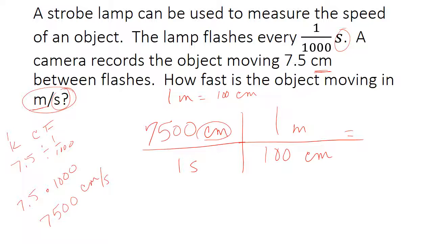So I'm going to multiply across the top. 7,500 times 1 is 7,500. And then 1 times 100 is 100. Now I need to divide my top by my bottom, which is going to give me 75 meters per second.